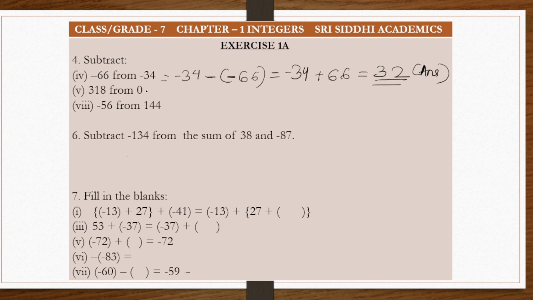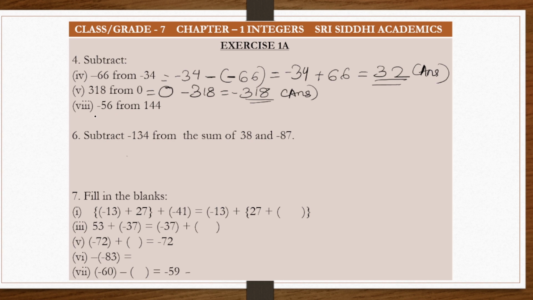Now we will do the next question, 318 from 0. So 0 will be first, then minus of 318. So what will it be? Minus 318. This is a very simple question. I just took it to make clear how to write. While writing, we should not make a mistake: minus 318 will come later, 0 will come first.